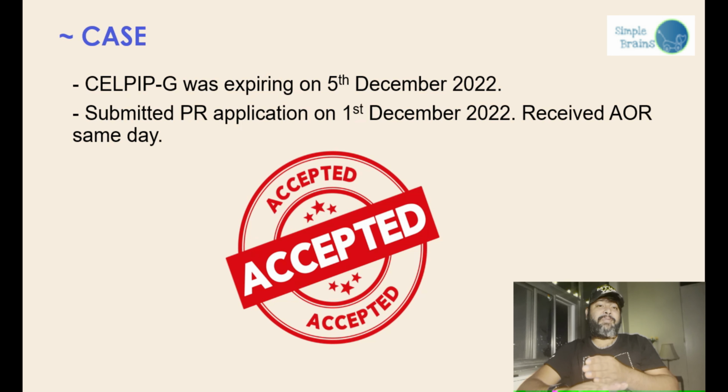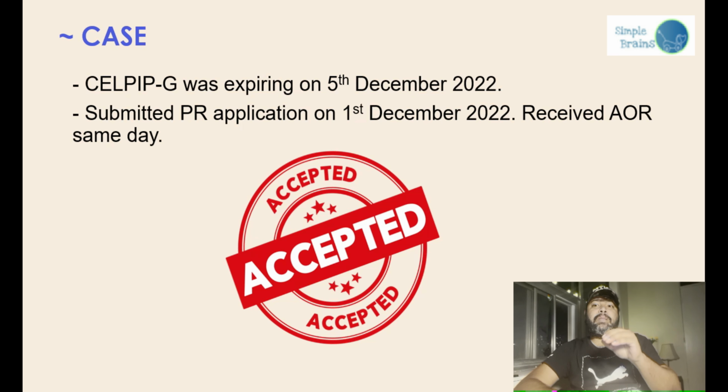Because on 5th November I completed 1 year. So before that I could not, and after 5th December I could not. I had a very small window within which I had to apply. On 1st of December I applied for PR, and the same day I received my AOR, acknowledgment of receipt, right?